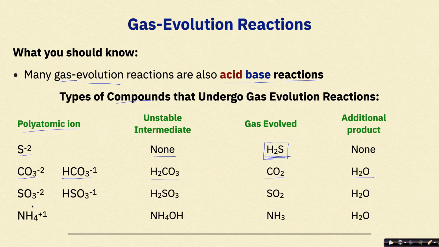If you have a compound with the polyatomic ion SO3 2-, the sulfite ion, or HSO3-, hydrogen sulfite, it will form the unstable intermediate H2SO3, sulfurous acid, which will break down into sulfur dioxide and water. The ammonium ion, which is a weak acid, if it were to combine with something that has a hydroxide ion in it, it will form ammonium hydroxide, which is also extremely unstable and will break down into ammonia and water.